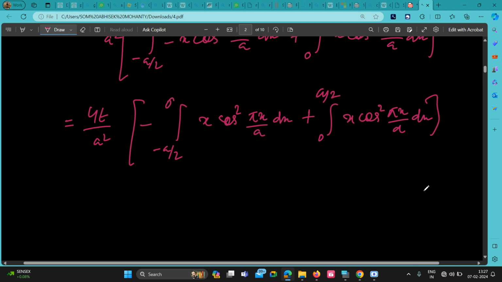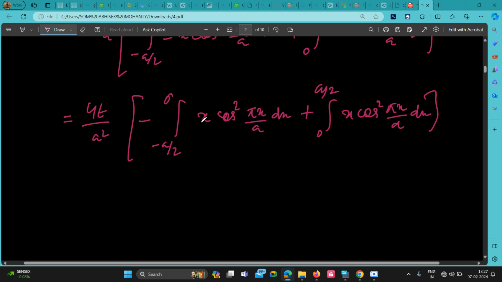Okay, is that all right? We can do one thing here. We can put x is equal to minus t, just for change of this thing. So dx will be minus dt, and the limit will change. Minus a by 2 will change to a by 2, and 0 will be 0.